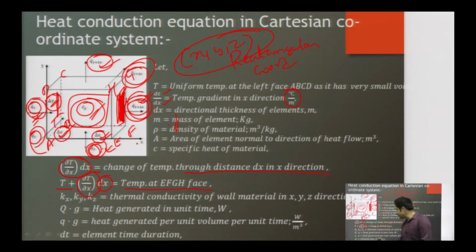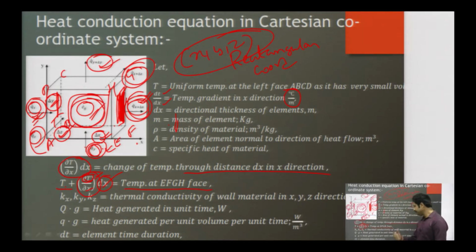Basically what has happened is it has gone a bit higher by delta T, because these are differential operators, and they can be nullified later on. So this is the delta T. Basically T has been increased by a small elemental temperature increase just because of this internal heat generation.